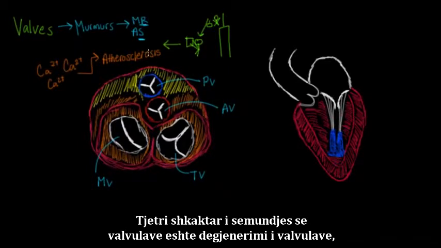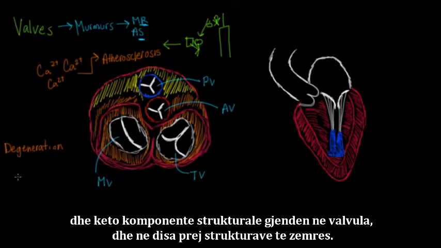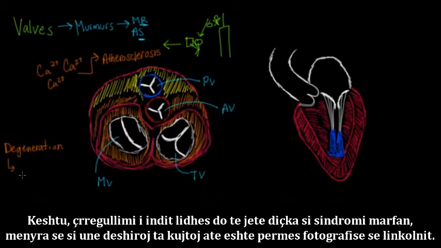So another cause of valvular disease is valve degeneration. And a lot of the times the degeneration is associated with connective tissue disorders. And all that really means is that you have problems with proteins that normally make up some of the structural components of the body. And there are these structural components in valves and some of the heart structures, and so that's why these valves can become dysfunctional. And so a classic connective tissue disorder would be something like Marfan syndrome.